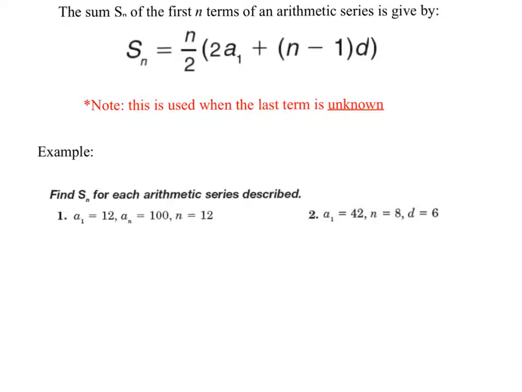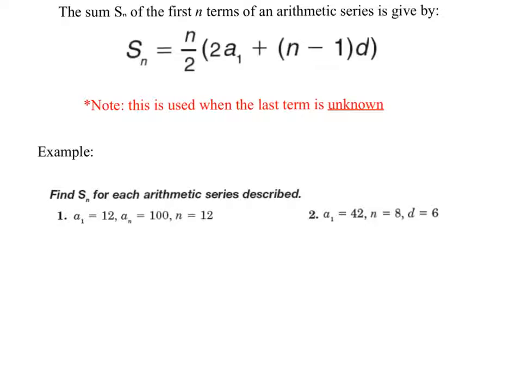Look over here. Do you see an a sub n there? Nope, you sure don't. But what do you see? Well, you see the common difference. Do you see the common difference over here? Nope, I sure don't. But I do here. So that means I am going to use this formula right here, this one when I know the d value. And I'm going to use the other formula when I don't have the d value, but I do have the last term.